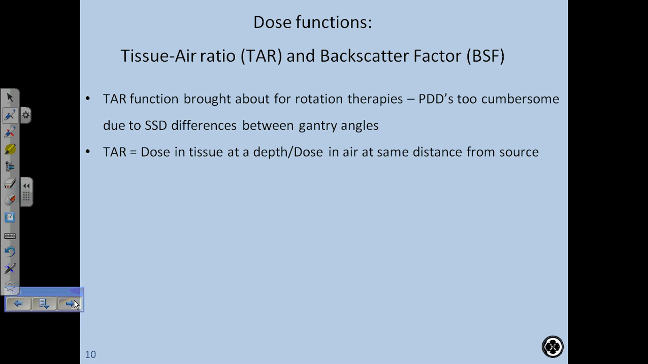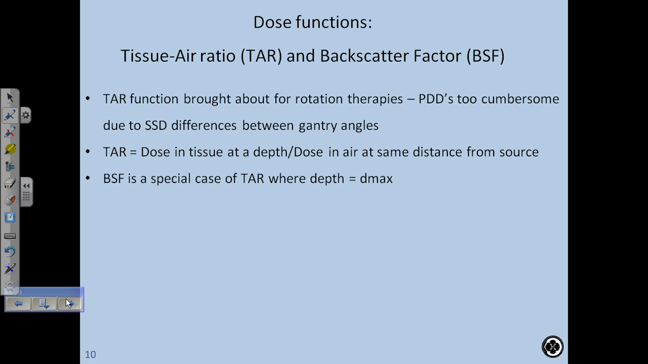So TAR is equal to the dose in tissue at a particular depth divided by the dose in air. That's different. Now we're taking the dose at depth divided by the dose in air. What was PDD again? Remember the function definition for PDD? Dose at depth divided by dose at Dmax, for a certain field size on the surface. Now, TAR is dose at depth divided by dose in air, for the same distance from the source. So that's different from PDD, because in PDD, the dose at depth is at a different distance than the dose at Dmax. In TAR, it's the same distance.